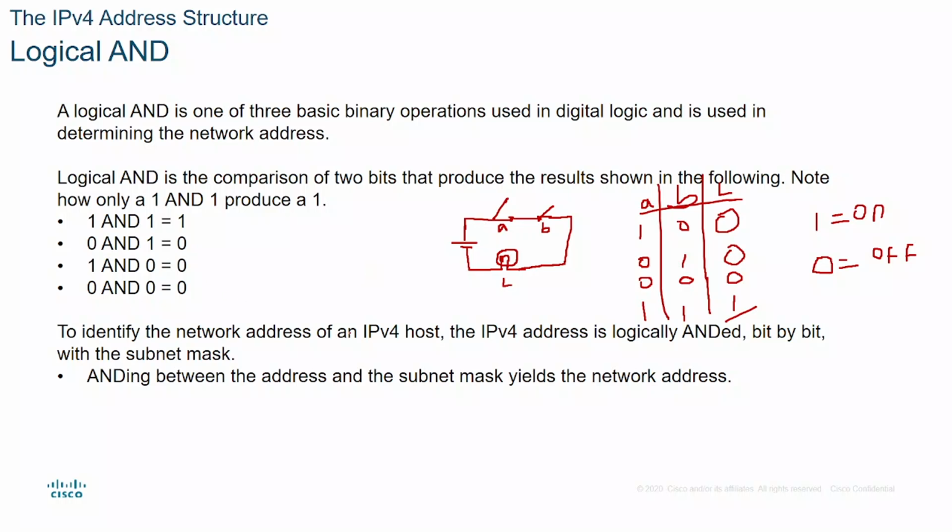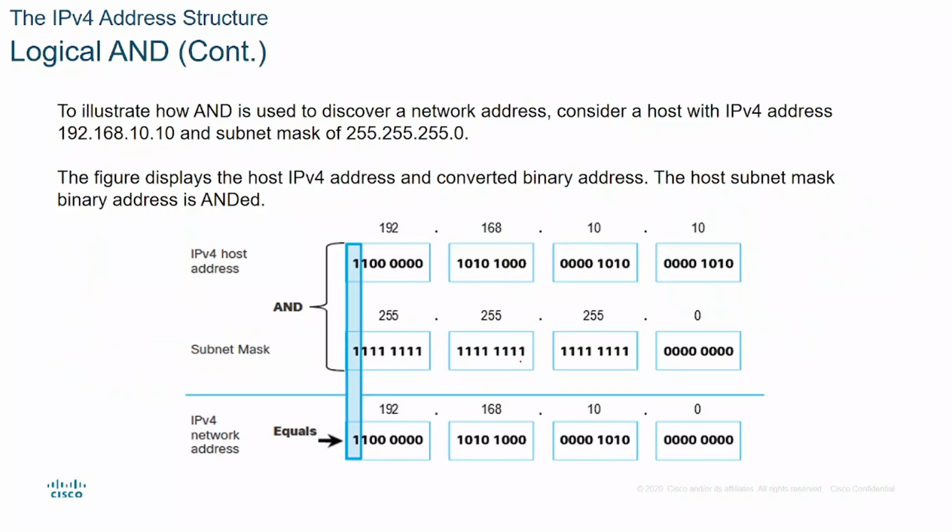All right, so to identify the network address of an IPv4 host, the IPv4 address is logically ANDed bit by bit with the subnet mask. So ANDing between the address and the subnet mask yields the network address. So now look at it. We have the subnet mask. When we do the IPv4 host address, let's assume this is our host address, and this is our subnet mask. So remember, 255 means that all bits are full, so they are all on. It's 1111 8 times.